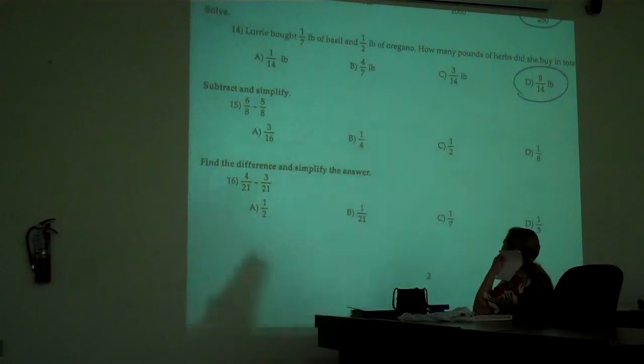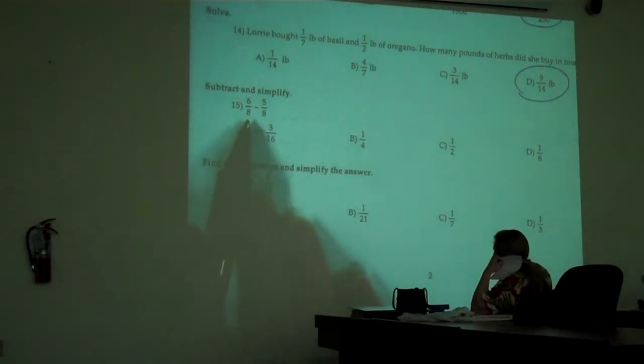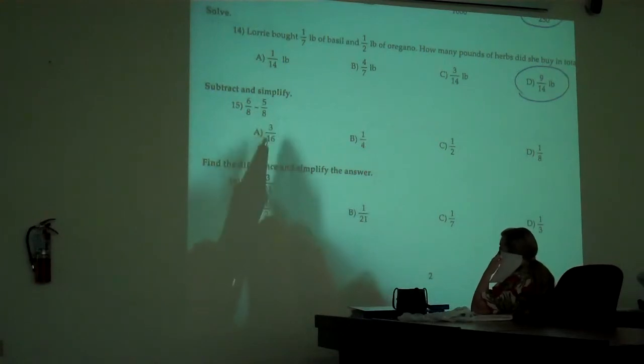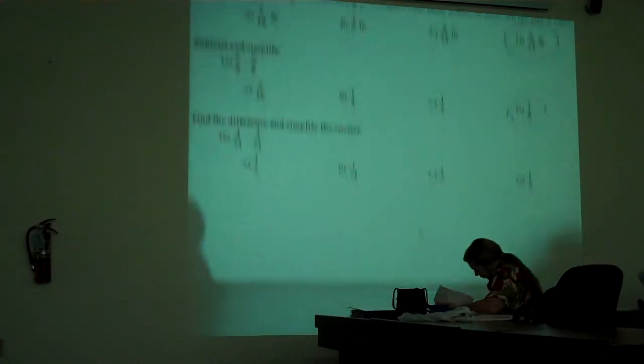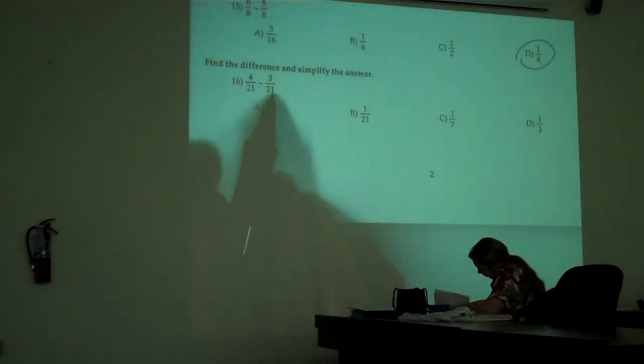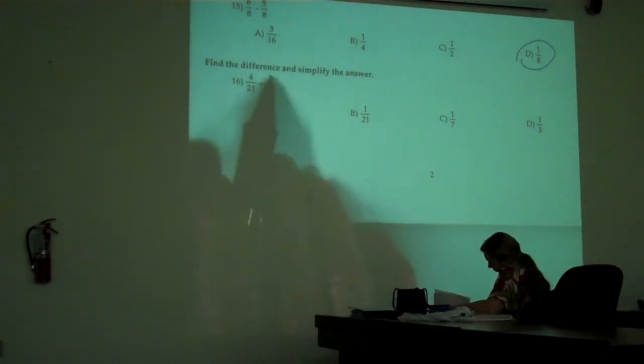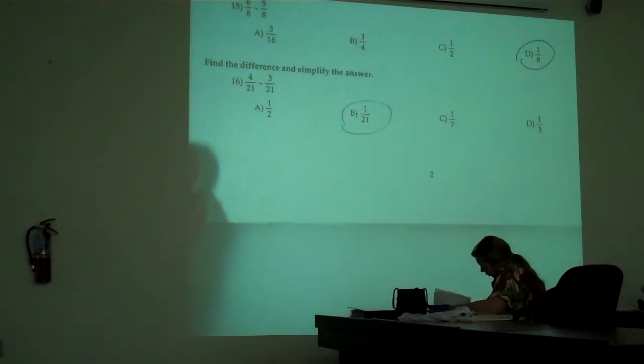Subtracting. You also need a common denominator. You already have one, right? 6 minus 5? 1/8, right? Okay, you have a common denominator already. 4 minus 3 is 1. 1 over 21.